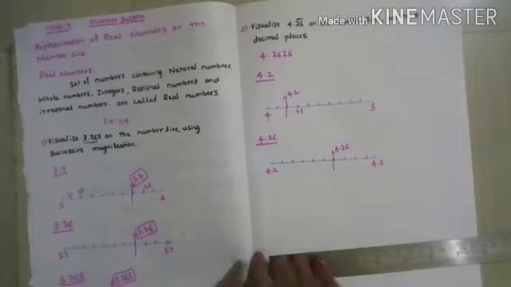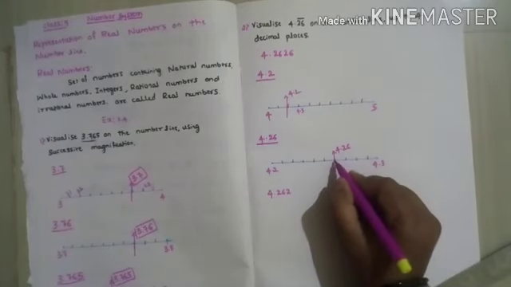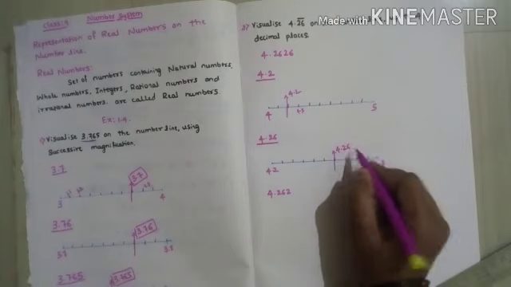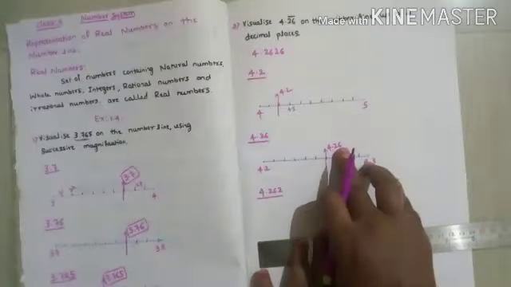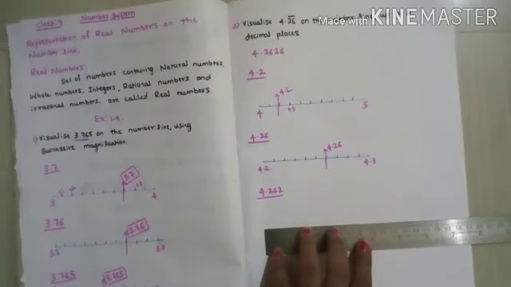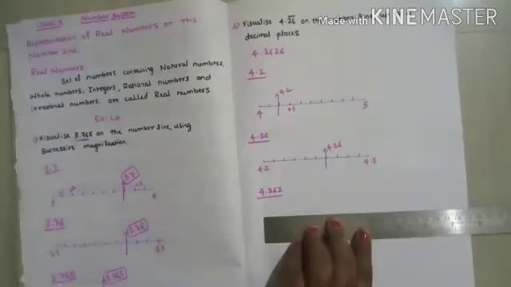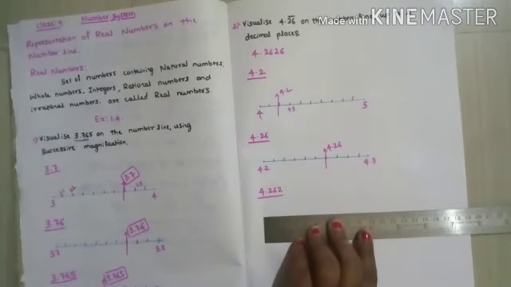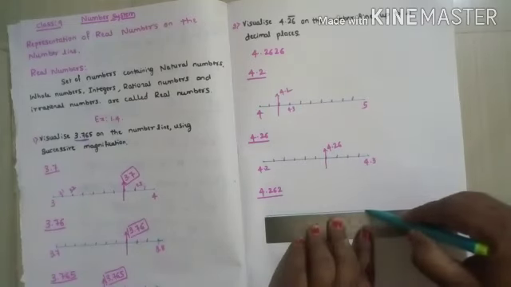4.26. Next we want to represent 4.262 again. 4.262 will come between 4.26 and 4.27. Next line will be 4.26 to 4.27. Again I will draw a 10 centimeter line. Here 4 places are there, so 4 lines will come. Here 3 places were there, so 3 lines will come. This is a very important question for 2 marks, and easy also. Easily you can mark it.